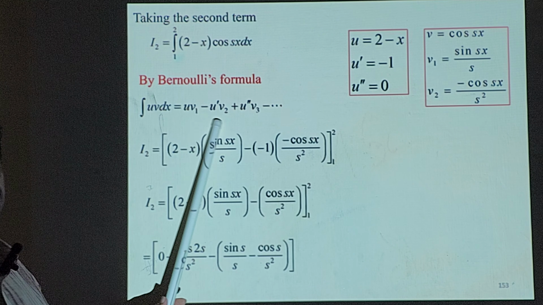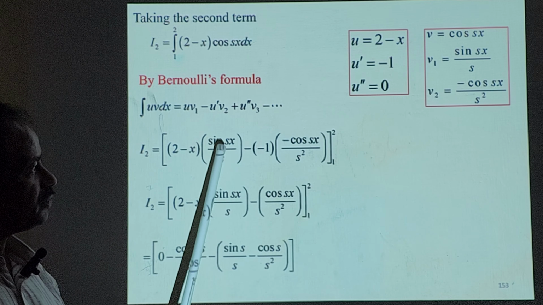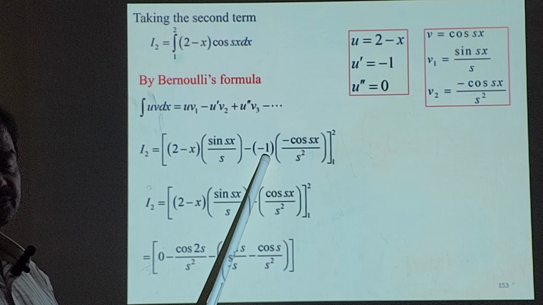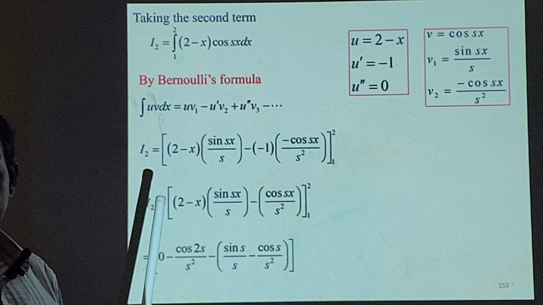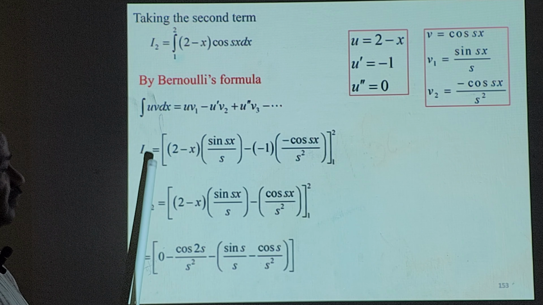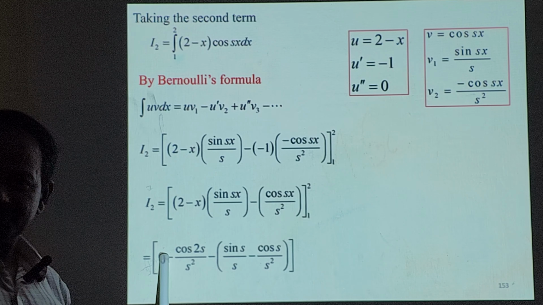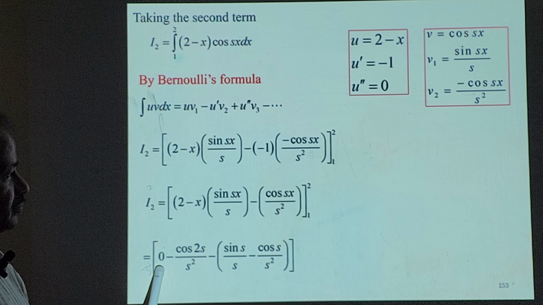Okay, now we use Bernoulli's formula. Substitute for u, this is for v1, so v1 is here, minus is here, and u prime is minus 1, so minus 1 we have substituted, and v2 is nothing but this term. Now we will have to substitute the upper limit. Substituting the upper limit will give us 2 minus 2, see, 2 minus 2 is 0.